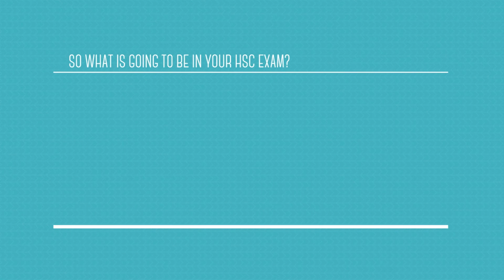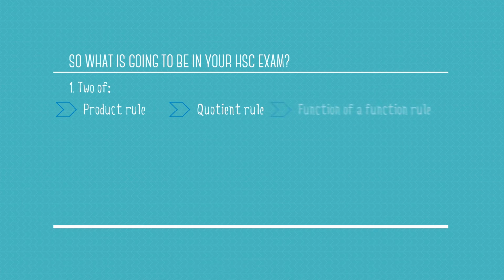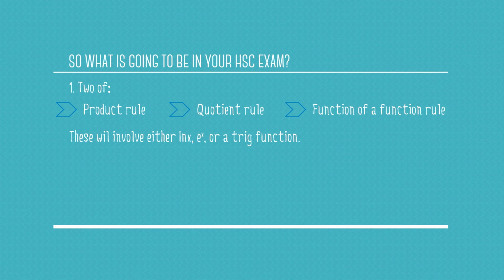Especially in question 11, I think you're going to get two of a product rule, a quotient rule, and a function of a function rule. And those two are going to involve either a log of x, an e to the x, or a trig function. Now I know you're going to get them, or something like it. So there's no excuse for not knowing any of the formulas, any of the rules to go through.